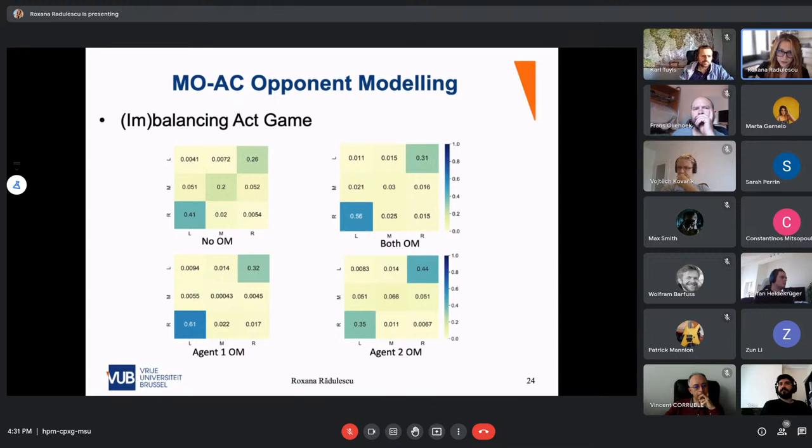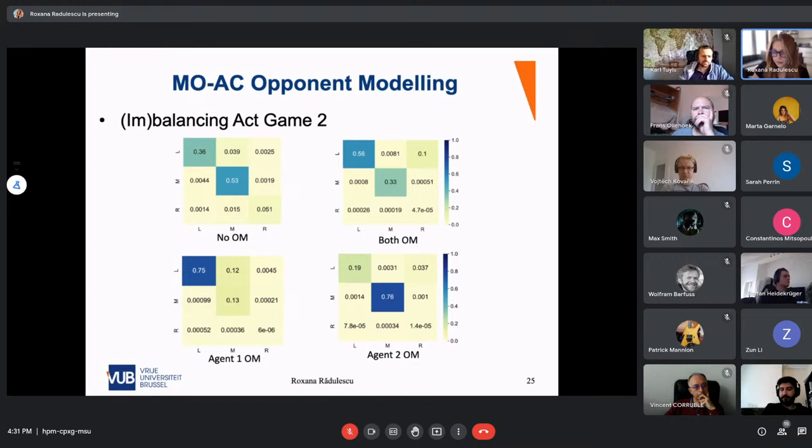But the agents really don't seem to converge to anything interesting. They will oscillate. However, in the second game, where Nash equilibria are present, so remember they were located on the diagonal, we see that if no opponent modeling is performed, the agents nicely manage to converge to their preferred equilibria points and actually do avoid the dominated one.